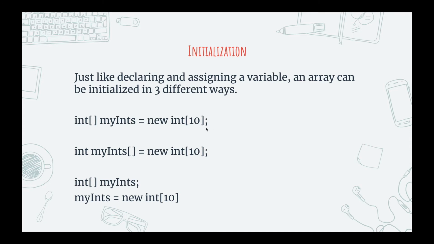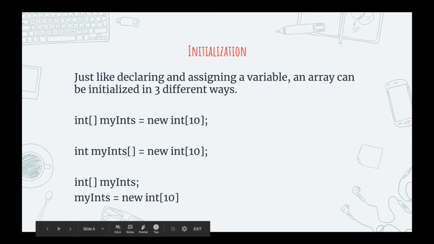This is subject to change to whatever number of elements you want in an array. We could also put the brackets after the identifier, but more likely you're going to put it after the data type. You could also declare the array, and then create the array through a separate Java statement, but most likely, again, you're going to be using this statement. This statement is usually easiest to memorize.